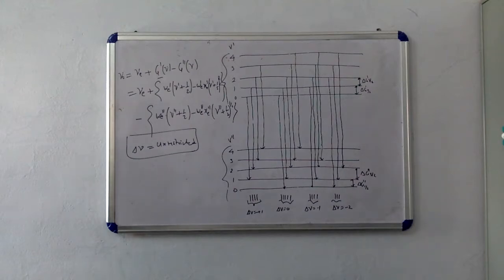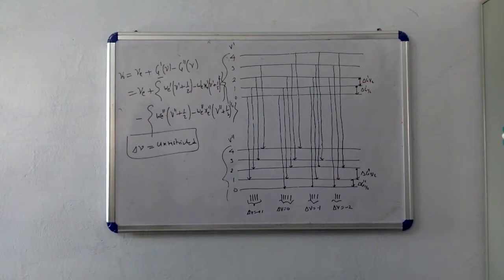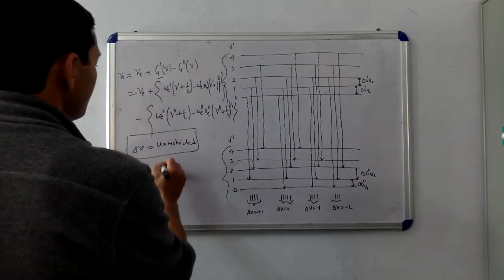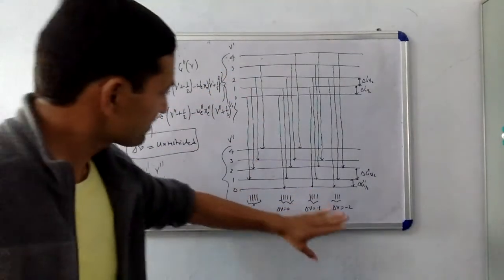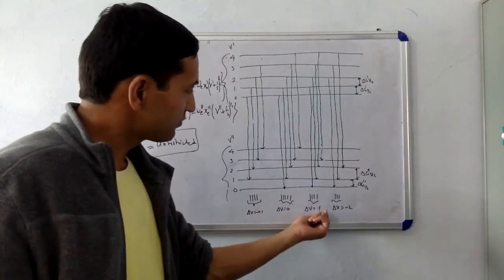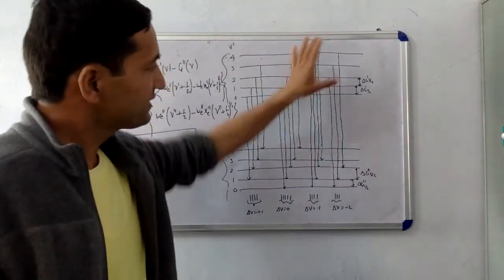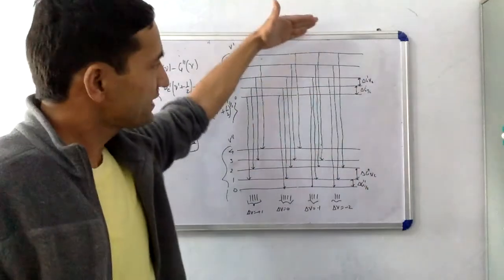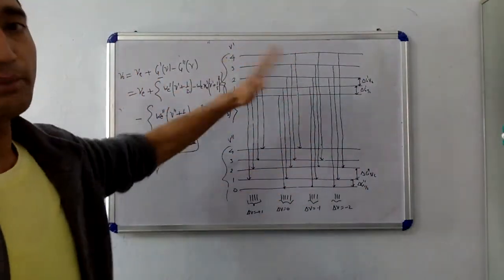So in order to analyze these transitions, the wave numbers of the band origins are arranged according to the values of ν' and ν''. Once I have to analyze these bands, we have to arrange them with respect to the values of ν' and ν''. So this is the band structure for the corresponding Δν equal to +1, Δν equal to 0, Δν equal to -1, and Δν equal to -2. And these are two independent electronic states, and a transition may take place for all these states independently.